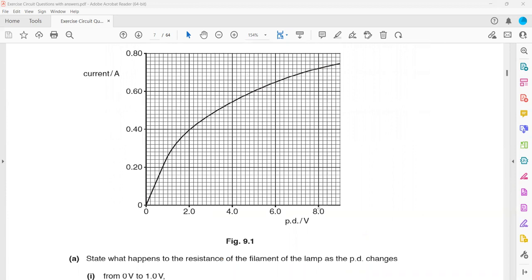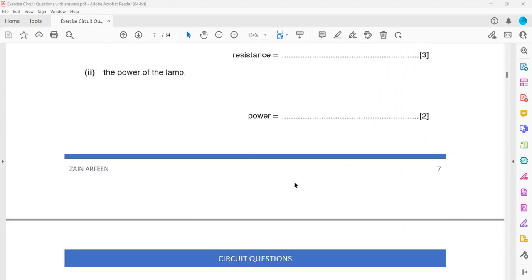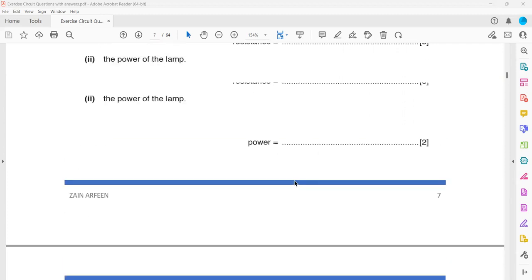So how do you represent that? You have to draw these lines on the graph. You draw a line from 8 volts and find how much the current is. Drawing these lines carries 1 mark. If you don't draw the line and just get the answer from the graph, you will lose 1 mark. So whenever you're using a graph, show on your graph how it is done.